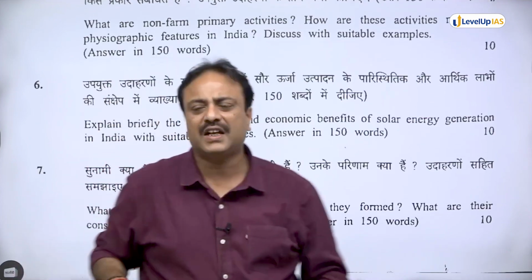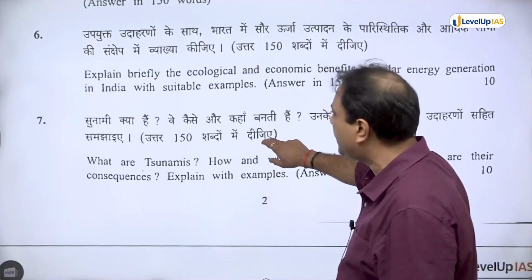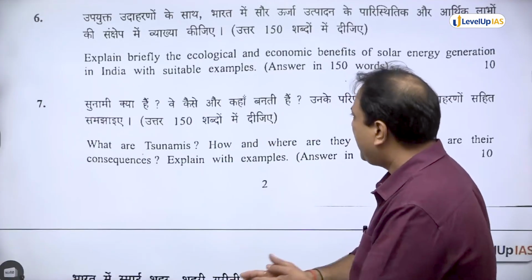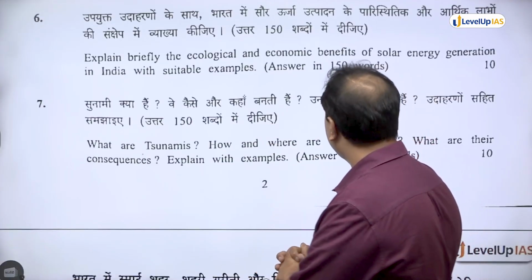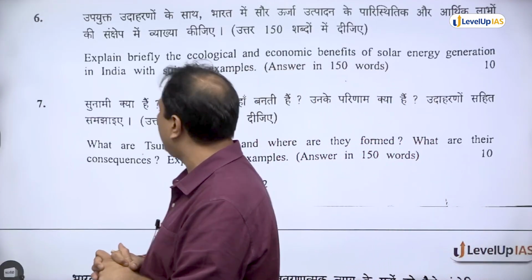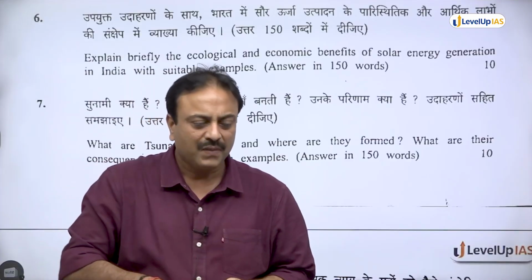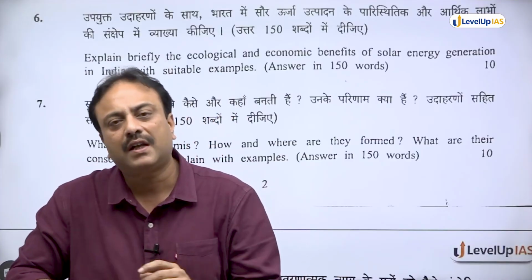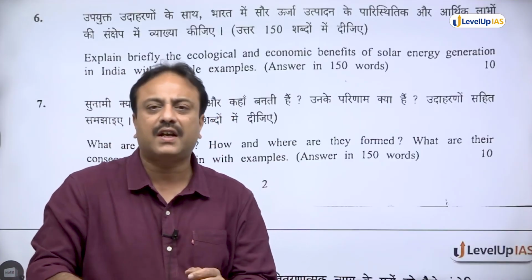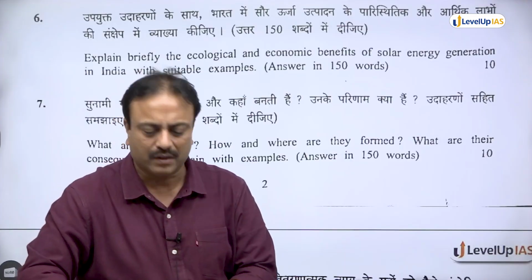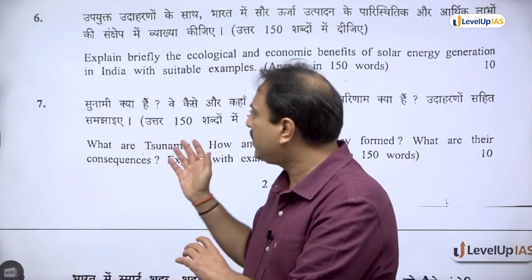The next question that has been asked by UPSC in the section of geography is question number 6. Explain briefly the ecological and the economic benefits of solar energy generation in India with suitable examples. Now, solar energy, wind energy: every second year, third year, UPSC continuously gives a question on the energy section. Why? How can you start this particular answer?